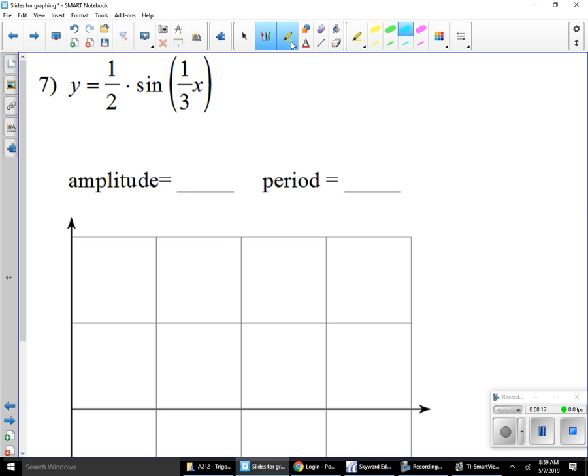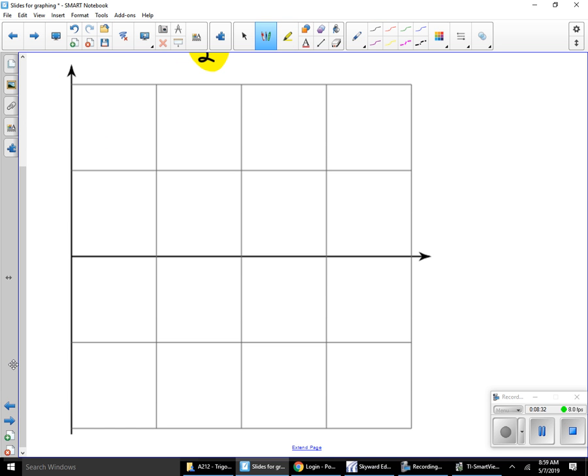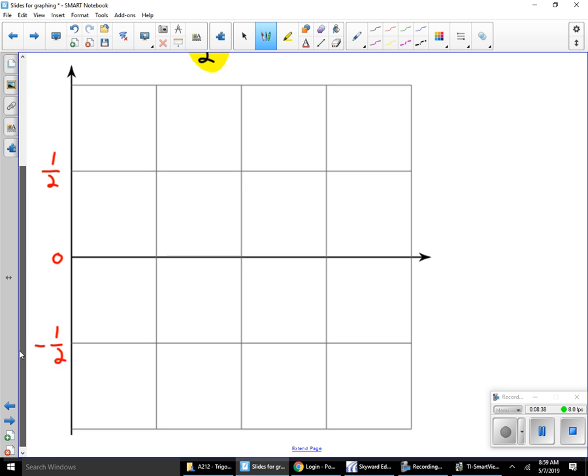At first glance, when people see the fractions, they kind of quiver a little bit like, oh no, 1/2, what do I do? Keep in mind the amplitude, its definition and what it is, doesn't change just because a fraction's shown up. That amplitude is now 1/2, which means the highest that this function is going to go is 1/2. The lowest it will go is -1/2.